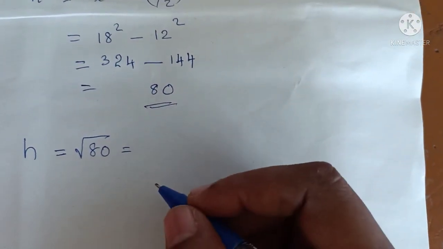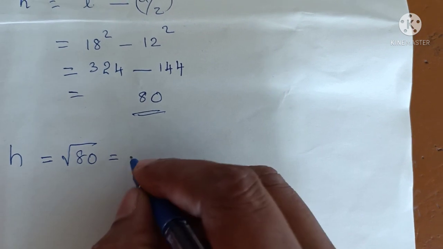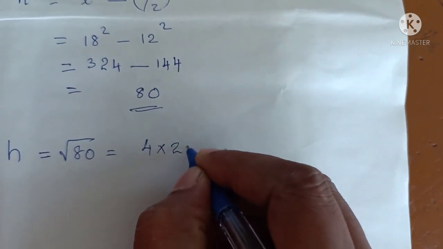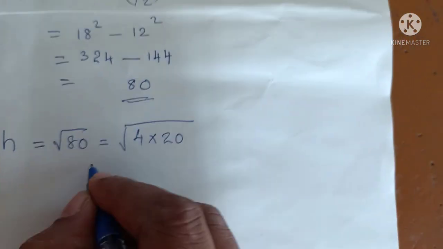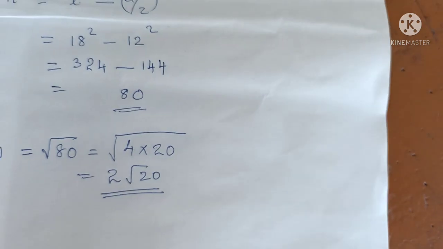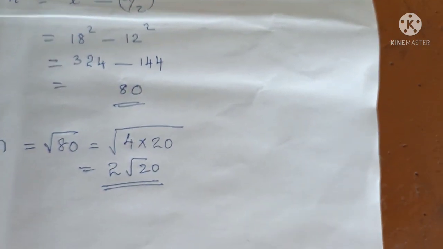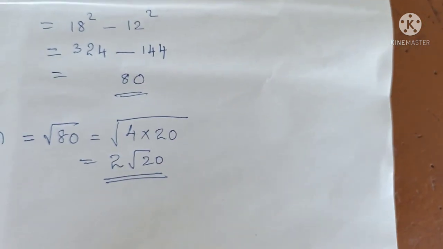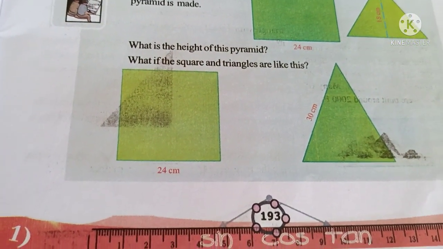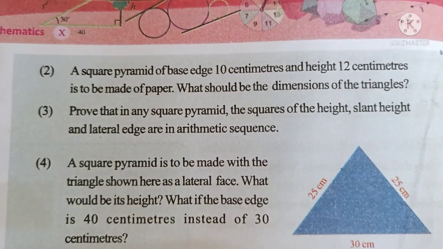Root 180 is the answer, or we can write this as 36 into 5, so 6 root 5. The height of the pyramid is equal to 6 root 5. Here we have one more question like this that we will discuss in the class. Now look at the second question.